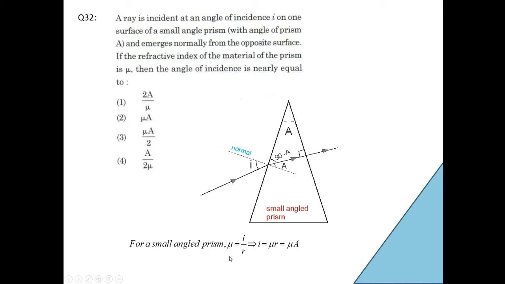So for a small angle prism, mu is equal to I by R. Actually mu is equal to sin I by sin R. For a small angled prism, sin I is I, sin R is R. So I is equal to mu into R, but R is A as you see from the diagram. So I is equal to mu A. So option 2 is correct.